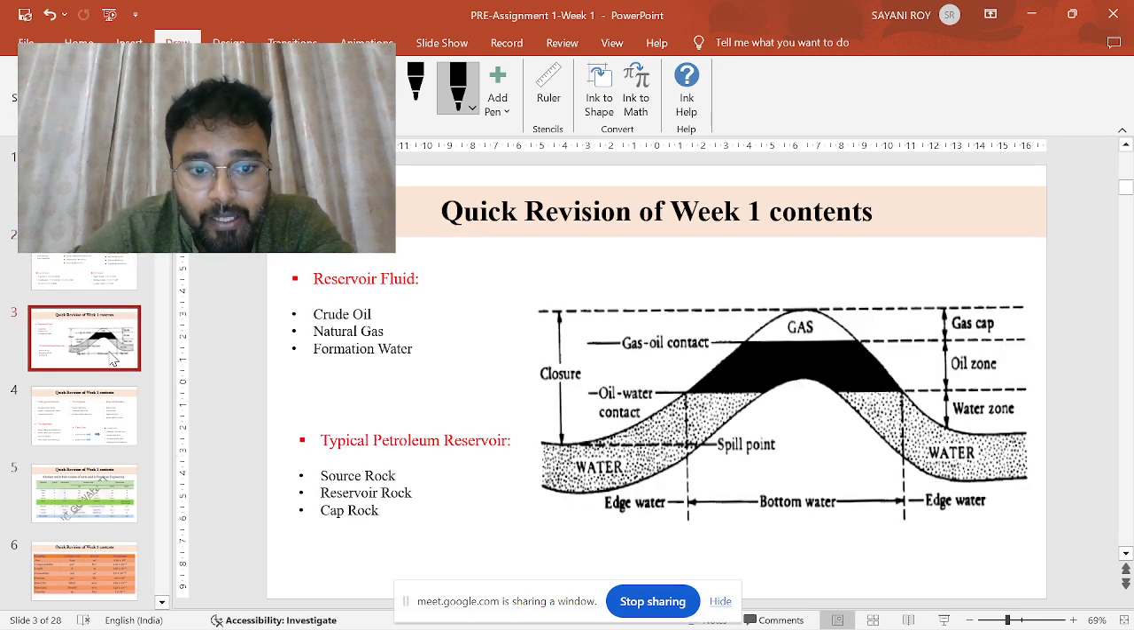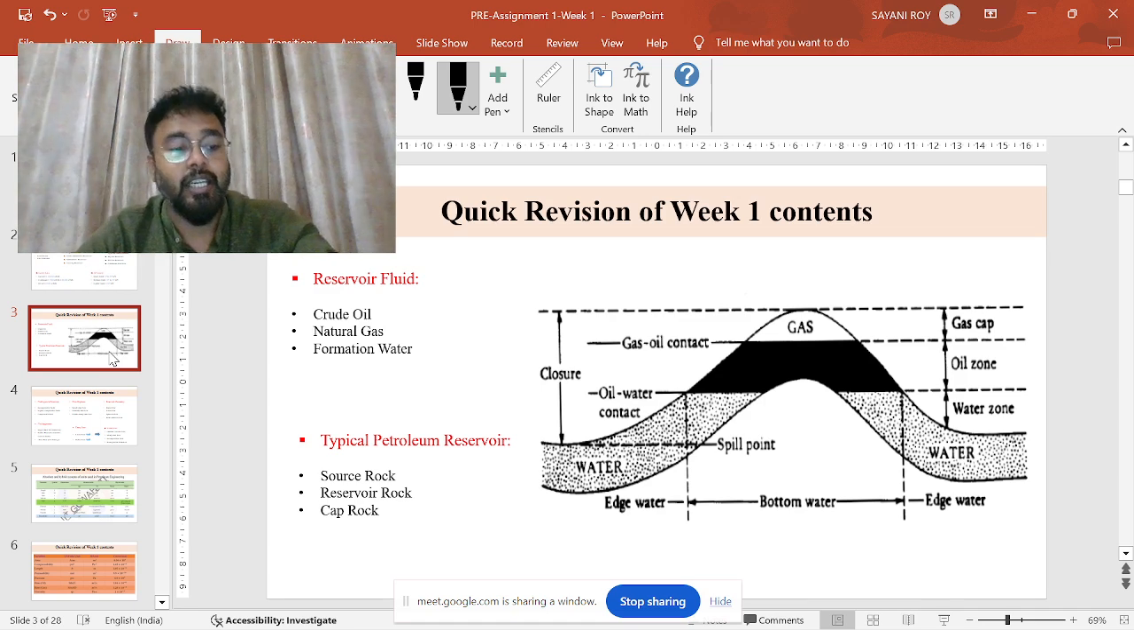So we come to the next slide. What are the fluids that are present in the reservoir? This is mainly crude oil, natural gas, and formation water.